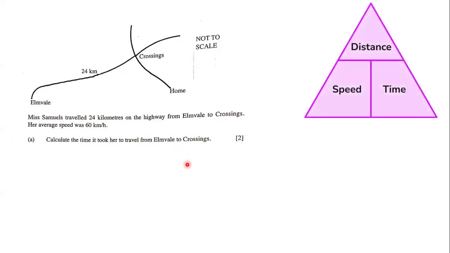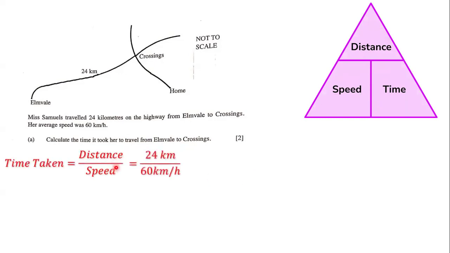And so here we're going to use the distance, speed, time triangle, where the time is equal to distance divided by speed. That's the formula for time, distance divided by speed. So time is equal to distance divided by speed. All right, so this is the formula.